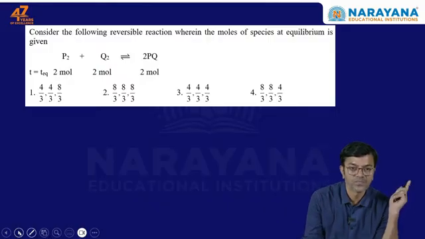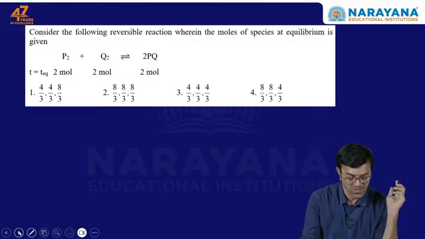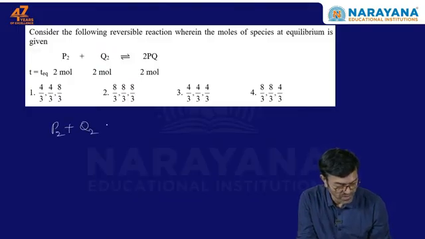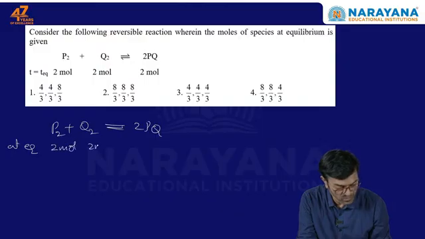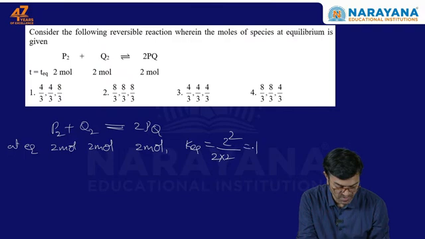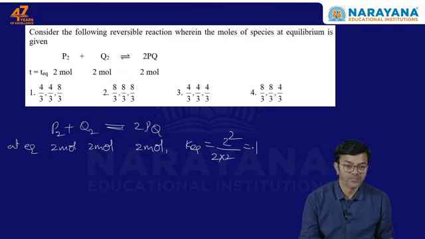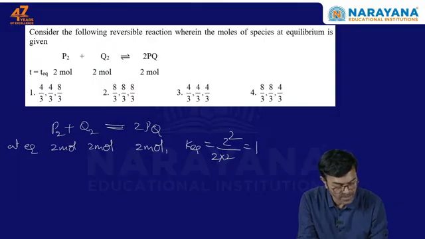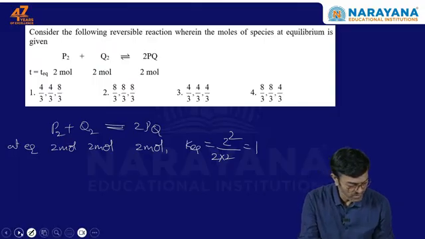Next, let us move on to equilibrium question. P2 plus Q2 given as 2pq, and equilibrium moles only given. At equilibrium, 2 moles, 2 moles, and this also 2 moles. So directly we will be getting Keq, that is 2 square by 2 into 2, which is equal to 1. Now we are saying that 1 mole P and Q are added. Here it is not printed.